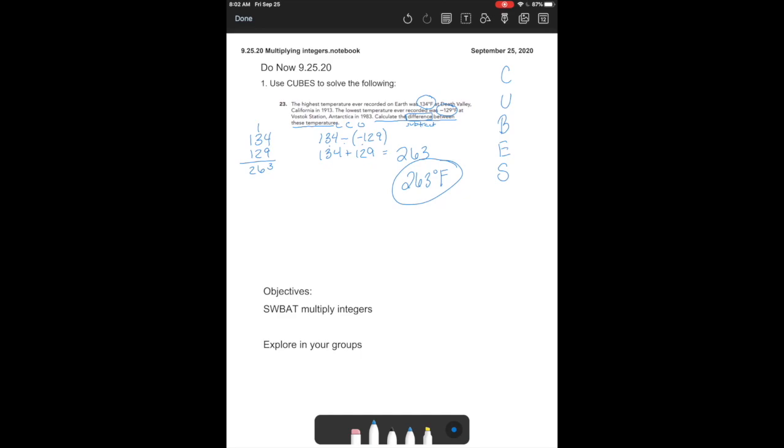And so the difference, even though it turns out to be a positive number, the difference between the highest temperature and the lowest temperature is 263 degrees Fahrenheit.